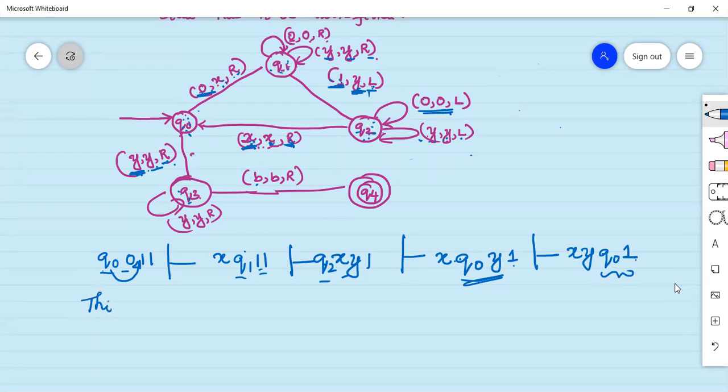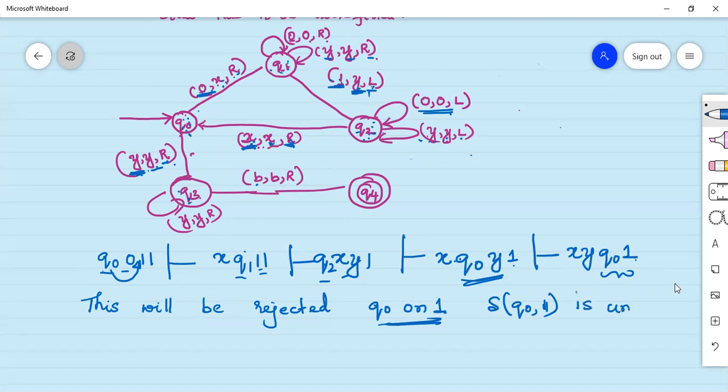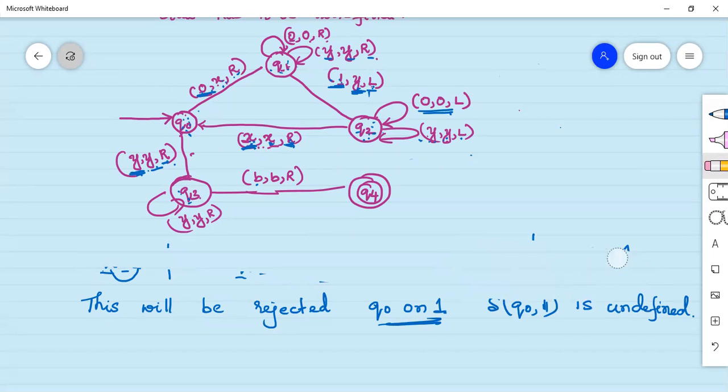Why will this be rejected? Because when we designed the Turing machine, Q naught on 1 transition is not there, isn't it? So you can write it as delta Q naught on 1 is undefined. So this will be rejected. Okay. Here we took more ones than zeros. Let us take one more example where we have more zeros than ones. Okay. More zeros than ones.